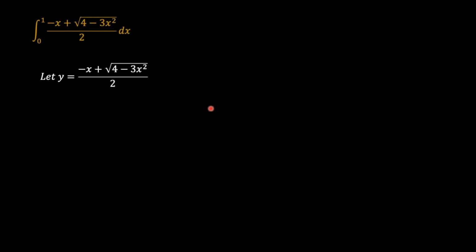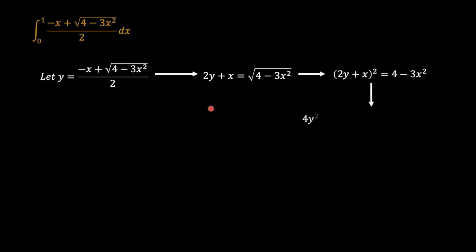So the second way of approaching this problem is using the ellipse approach. So looking at this problem, we could suppose that our function y is equal to negative x plus the square root of 4 minus 3x squared, over 2. And so 2y plus x equals the square root of 4 minus 3x squared, which also means that 2y plus x squared equals 4 minus 3x squared.